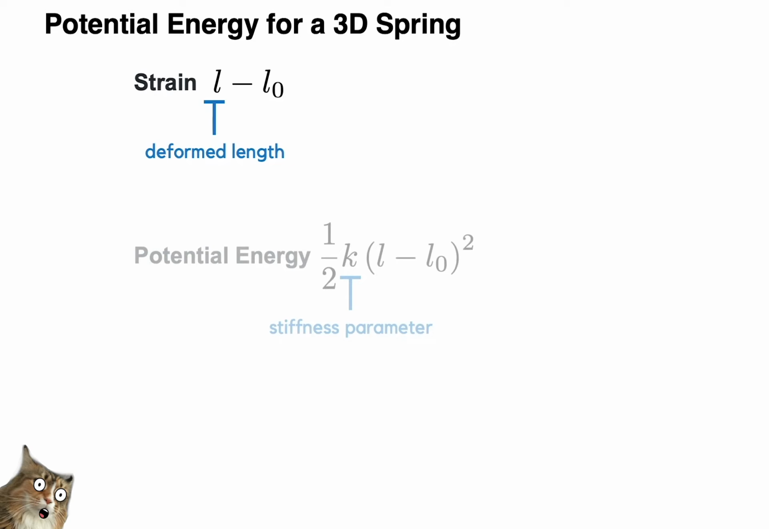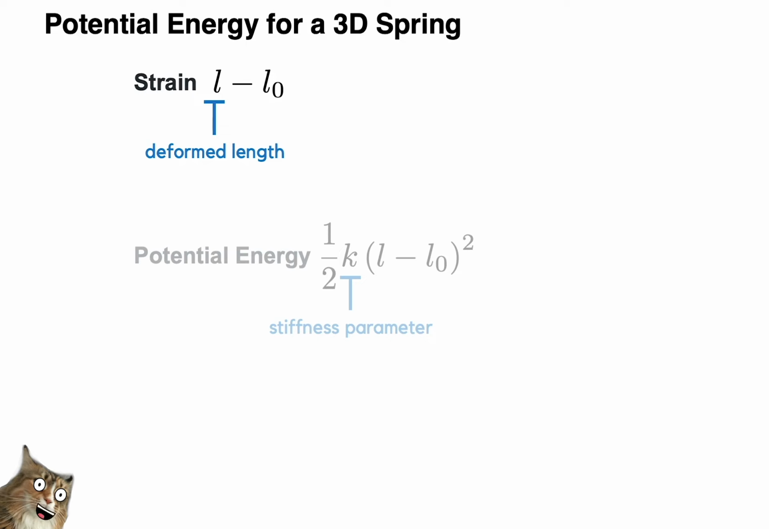We're going to start building our potential energy function by defining what's called a strain, a measure of how far the spring has deformed from its reference configuration, its undeformed configuration. A reasonably good strain for a spring is the difference between the current deformed length of the spring and the undeformed length. Note that this strain measure is 0 if and only if the spring length and original length are equal.